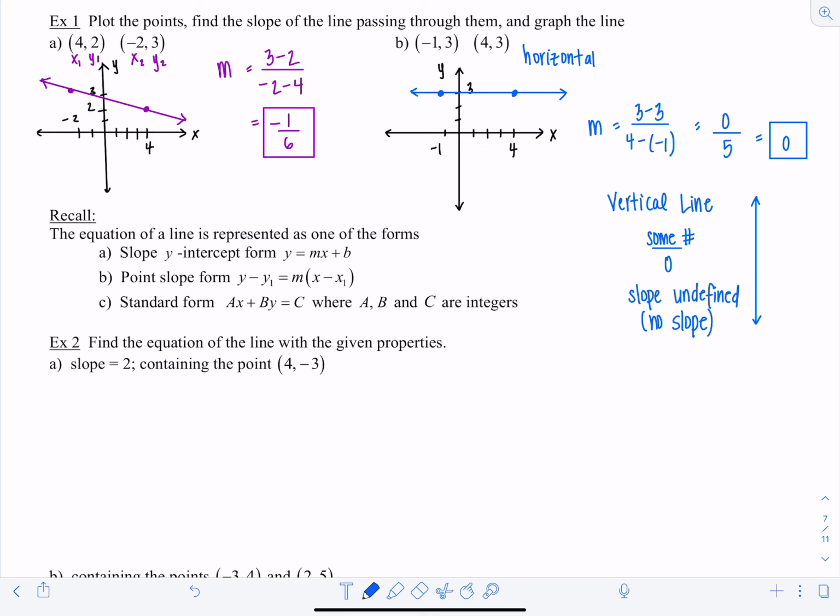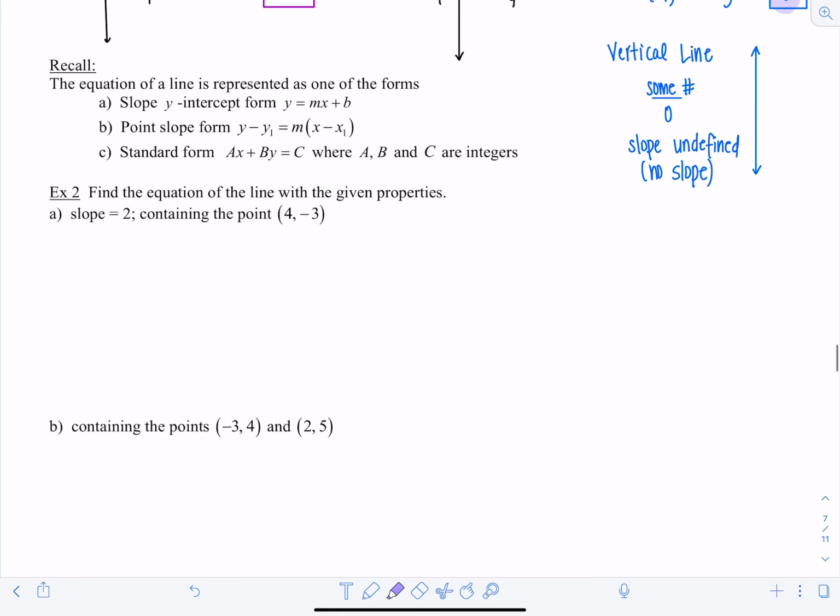Here's what I think of. When you have a horizontal line, it's totally flat, and the slope is 0. Like when you're on a treadmill and you set the incline to 0, right? It's totally flat. So that's what a horizontal line is. Vertical line, different scenario. Now, there are 3 main different forms that we use to write the equation of a line, and here they are.